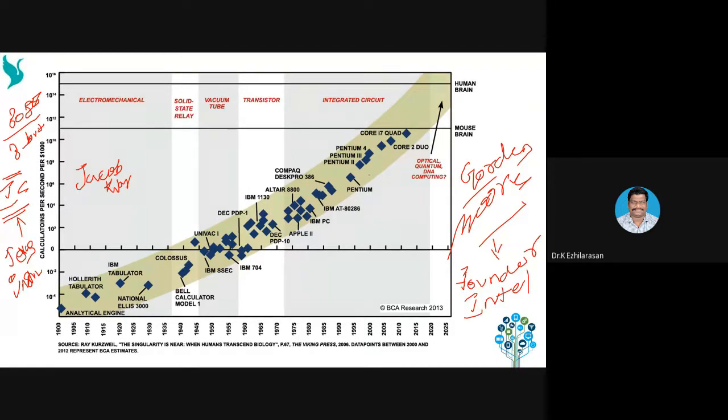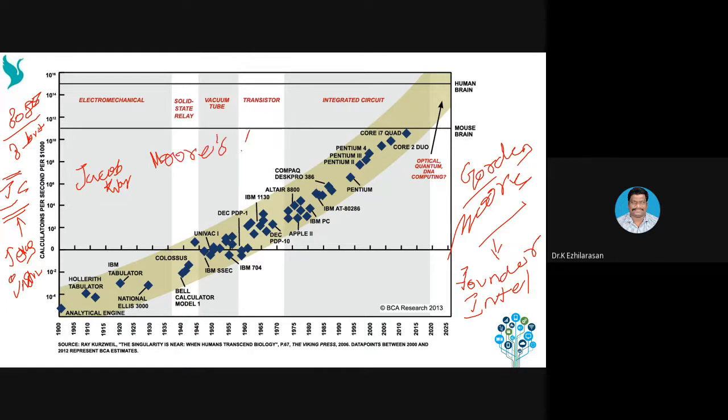So now, okay, let us come to Moore. What Moore suggested in the market initially was that for every 18 months, the number of transistors will be doubled in an IC. That is what he suggested earlier. That only later was called Moore's law.